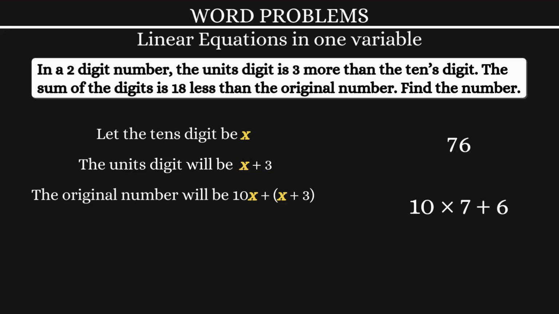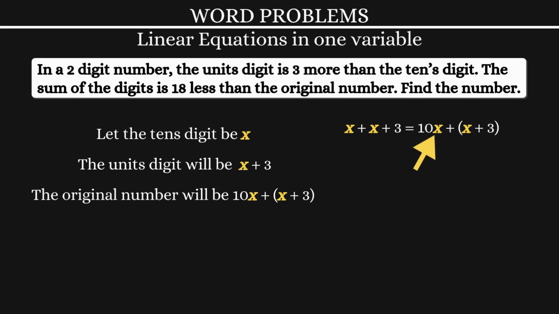Now let's come to the next statement. The sum of the digits is 18 less than the original number. Since the digits are x and x plus 3, the sum of the digits will be x plus x plus 3. This is equal to 18 less than the original number. Our original number is 10x plus x plus 3. So we'll subtract 18 from this.